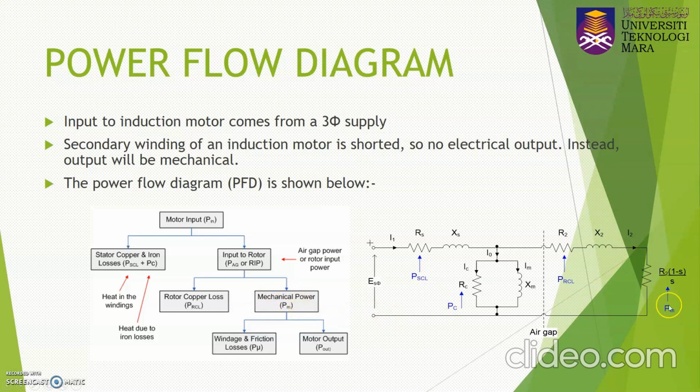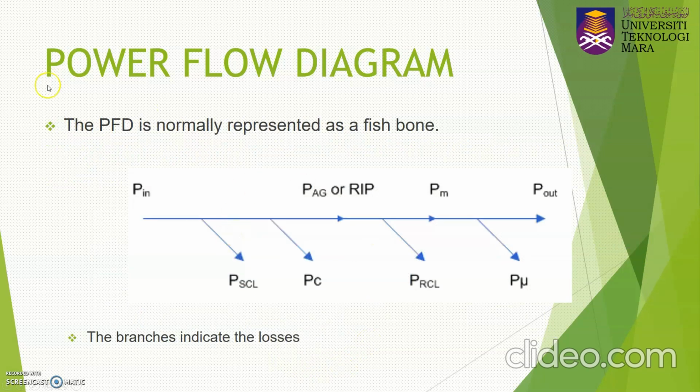Because the rotor is a moving part, compared to the stator, you know that the stator is a static part but the rotor is a rotating part, the rotor might have other losses that we call windage and friction losses due to the rotation of the rotor. So the PM minus the windage and friction losses, which we call P mu, will be equal to the motor output, which is your P out. The PFD, the power flow diagram, can normally be represented as a fishbone as well.